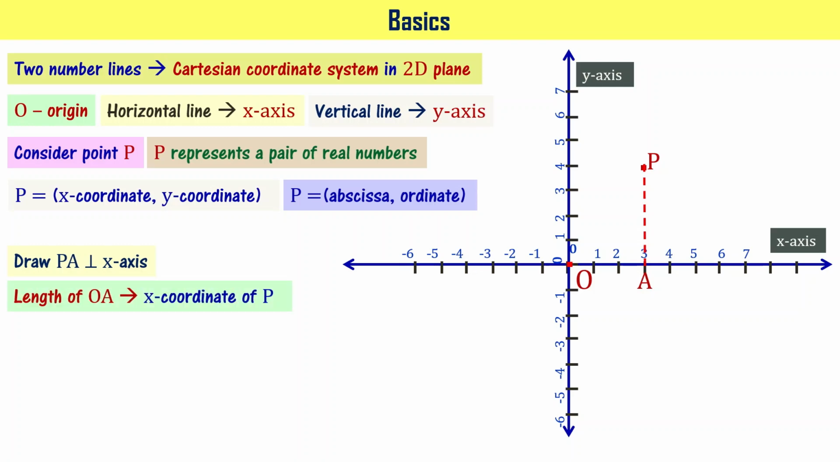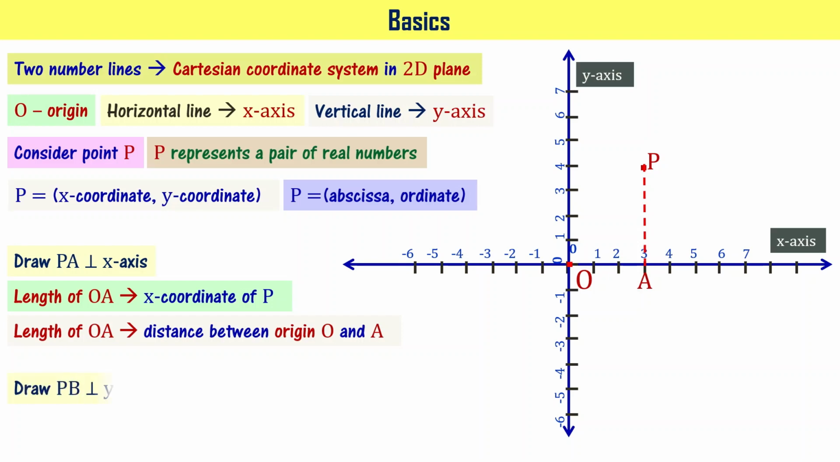As you see here, length of line segment OA is given by x coordinate of P, right? X coordinate of P is 3 units. So length of line segment OA is 3 units, right? And we can also say that length of OA is equal to the distance between origin O and point A on the x-axis, right?